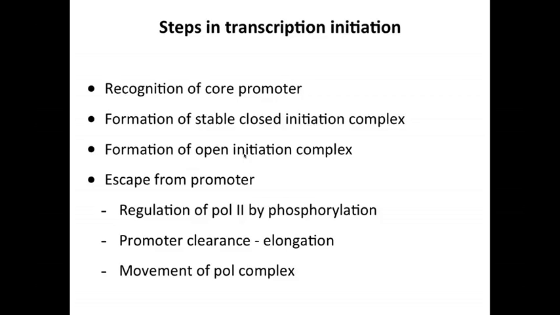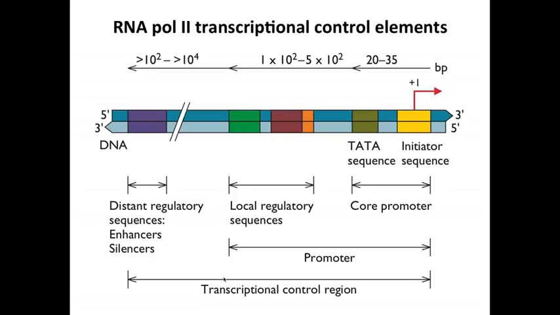First, there is what we call recognition of the core promoter, formation of a stable closed initiation complex, and that then becomes an open initiation complex, and then finally escape from the promoter. And under that, we'll talk about the regulation of Pol II by phosphorylation. We'll talk about promoter clearance, which simply means elongation, and the movement of the polymerase complex. So let's take a look at some of the elements of initiation now.